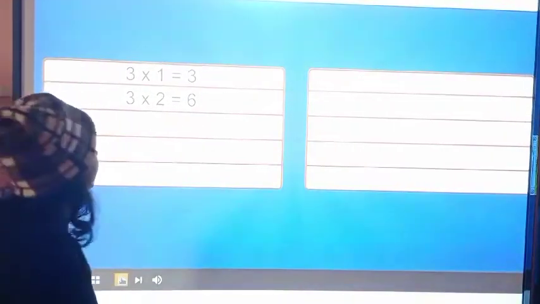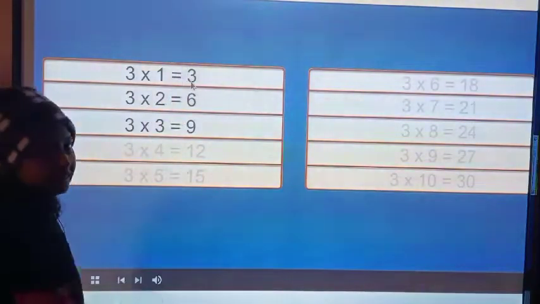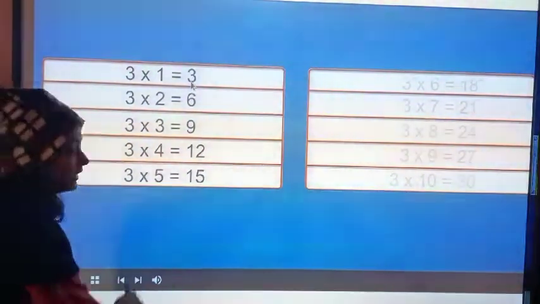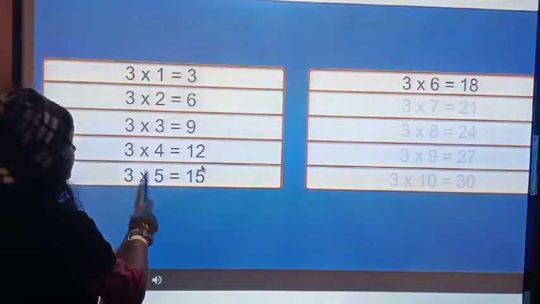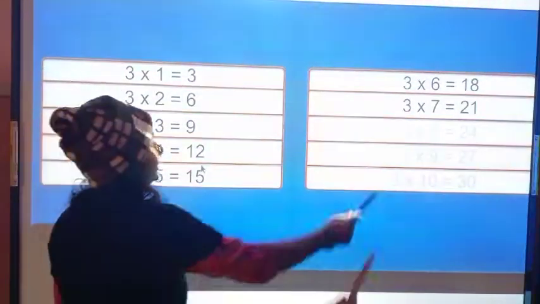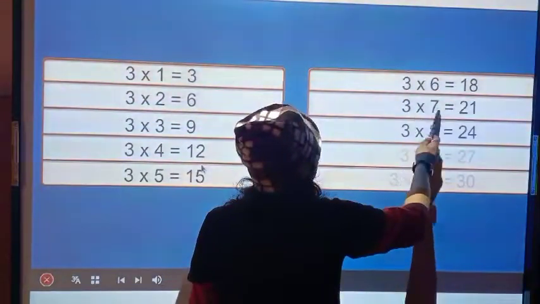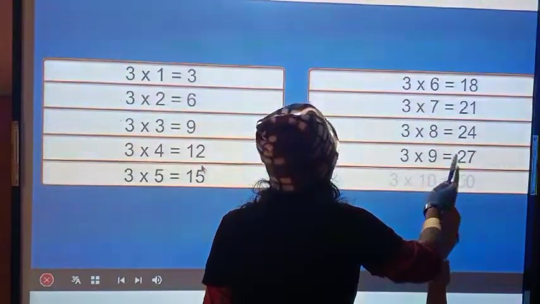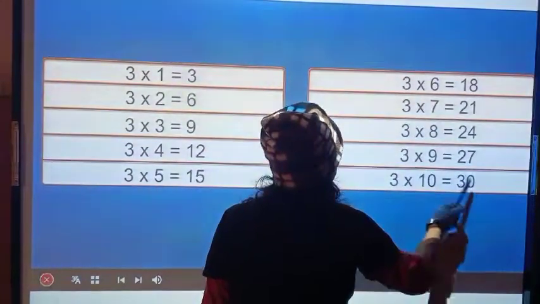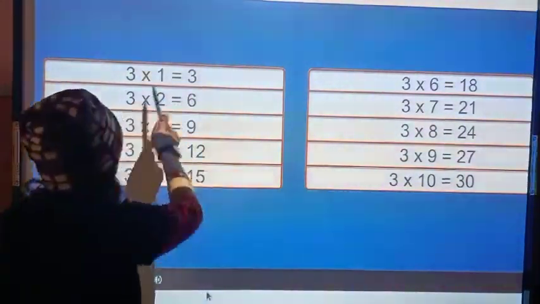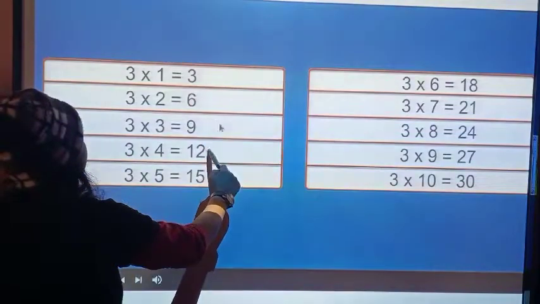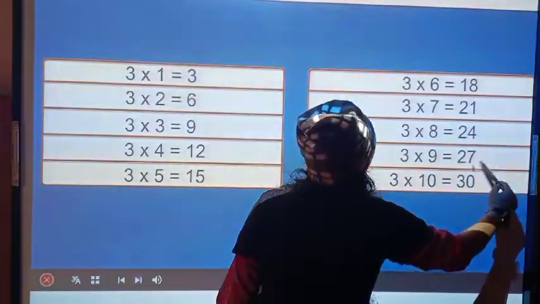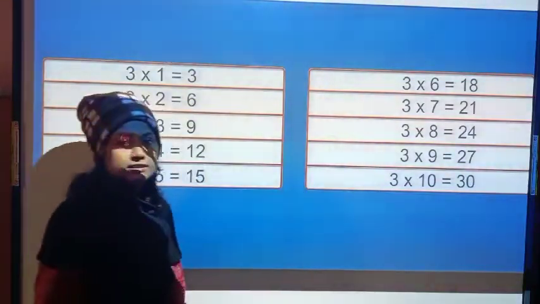We will revise again. 3 1 ja 3, 3 2 ja 6, 3 3 ja 9, 3 4 ja 12, 3 5 ja 15, 3 6 ja 18, 3 7 ja 21, 3 8 ja 24, 3 9 ja 27, 3 10 ja 30. Then 3, 6, 9, 12, 15, 18, 21, 24, 27, and this one is 30.